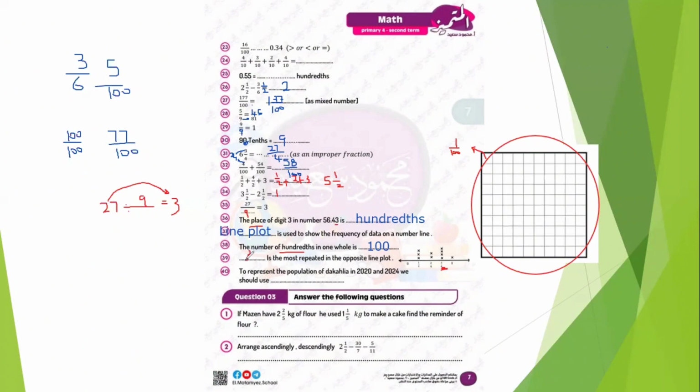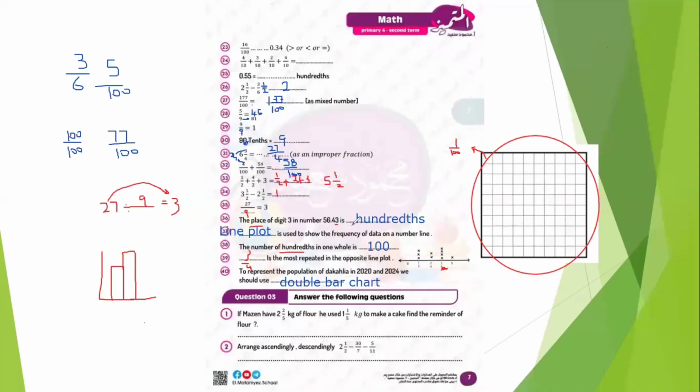So it's 3/4. 40. To represent the population of the Kahliya in 2020 and 2024, we should use comparing between the population of the Kahliya, meaning the population in Dakahlia, in 2020 and 2024. We should use what? We should use the double bar graph. There will be a bar for 2020 and a bar for 2024.